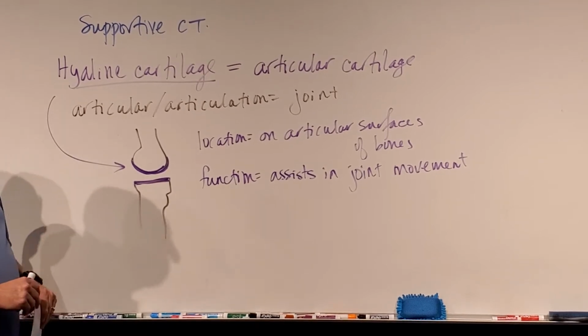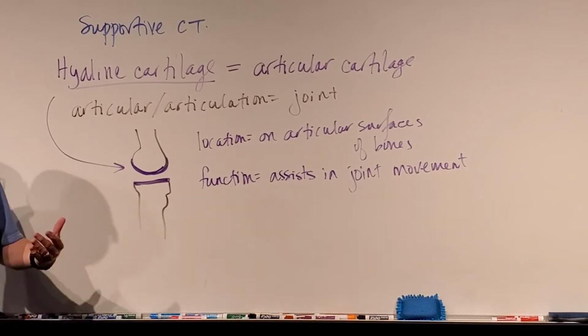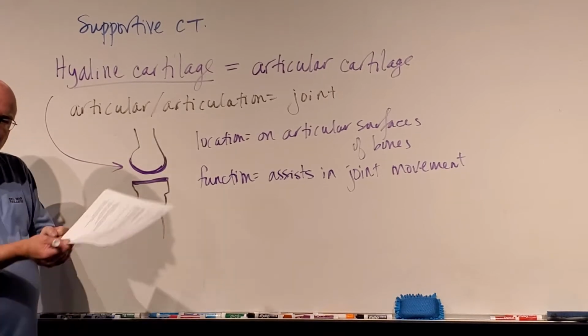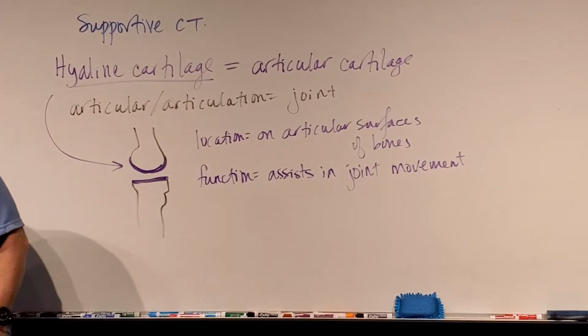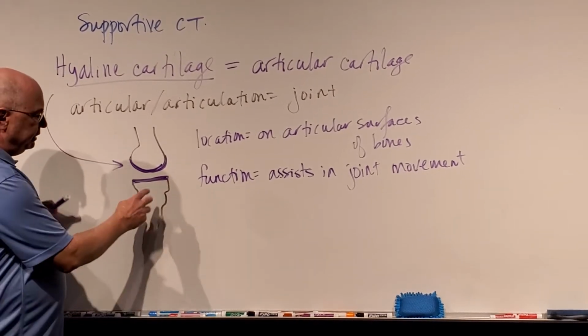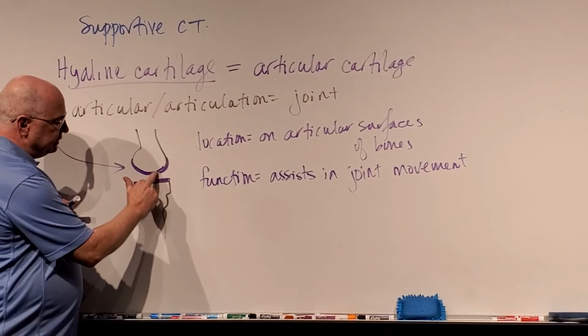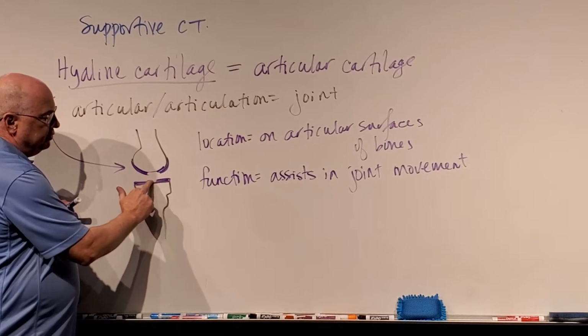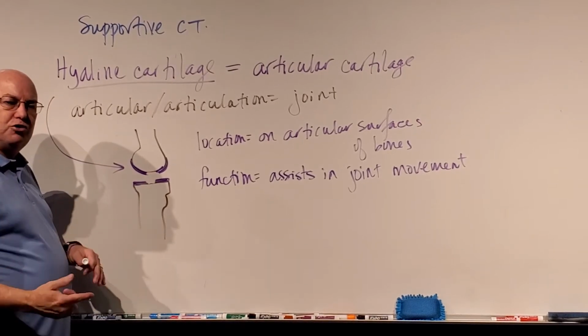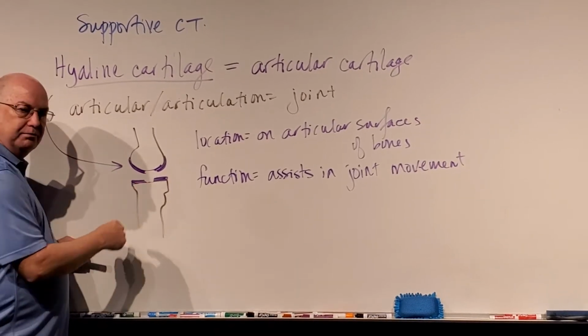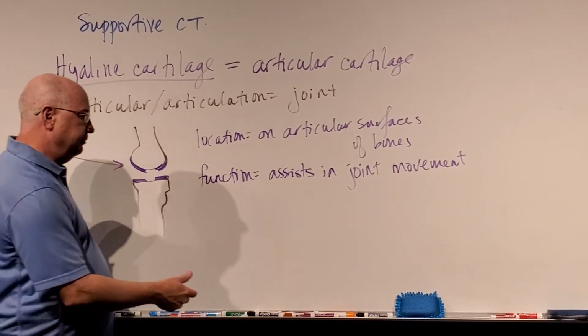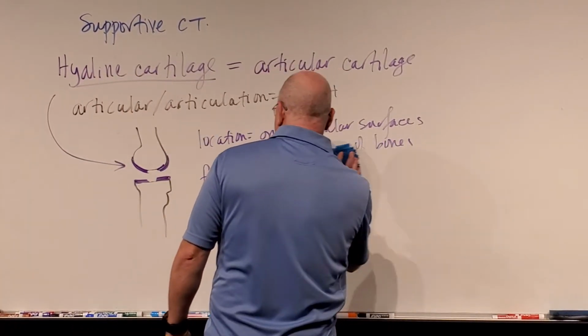It's got that real slick, smooth appearance so that our bones glide across each other. And sometimes when people damage the cartilage in a joint, that means they've started to damage this cartilage. And if you continue to damage and eat it away, then you end up with what's called osteoarthritis. You're rubbing bone on bone. Okay. Anyway, all right, we're done with hyaline cartilage.